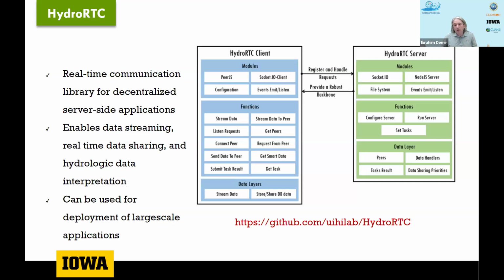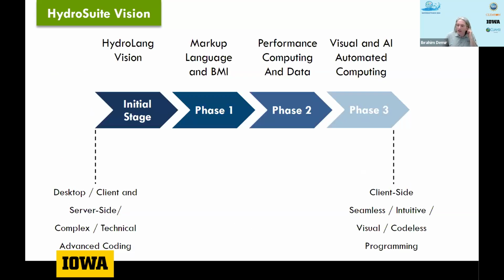Because it's a decentralized approach, it allows you to access the data sets that you want to download from USGS, NOAA, or other agencies directly from another user that already has the same data sets. So this technology allows peer-to-peer communication and lets you access these data sets on the fly. And as a high-level vision, we are at the stage of creating a visual computing environment.